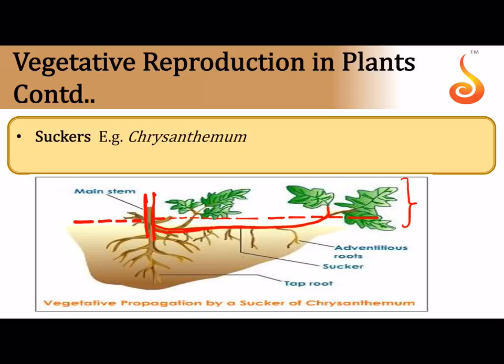Such an underground branch, which emerges from the base of the main stem, which grows horizontally and then turns upwards, is referred to as a sucker. So see how from the main plant we have a daughter plant because of this underground branch, and this underground branch is called a sucker. It is seen in mint and chrysanthemum.